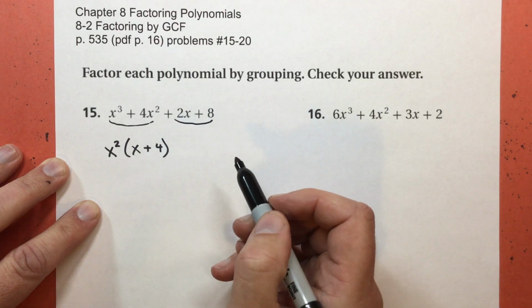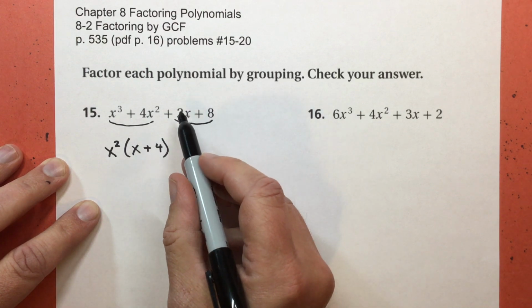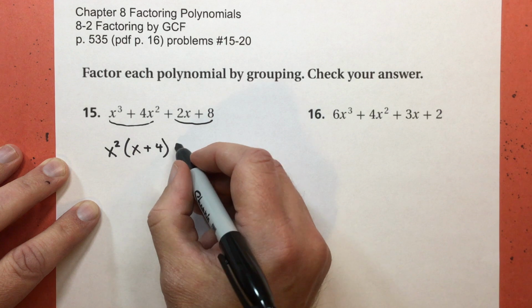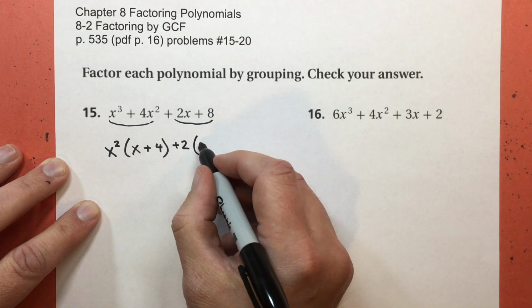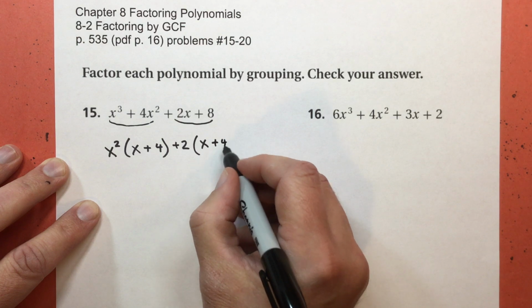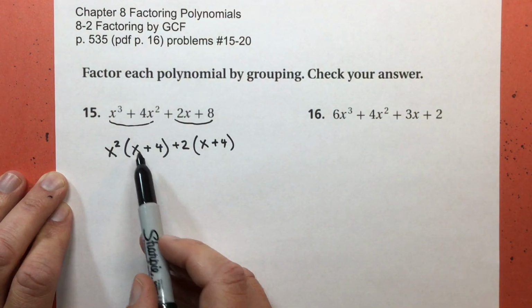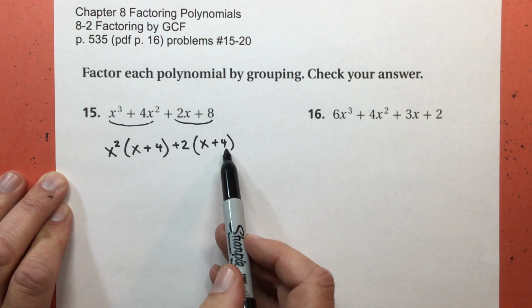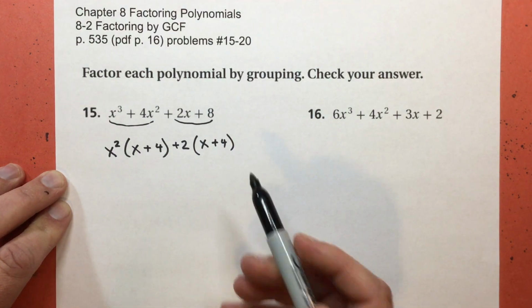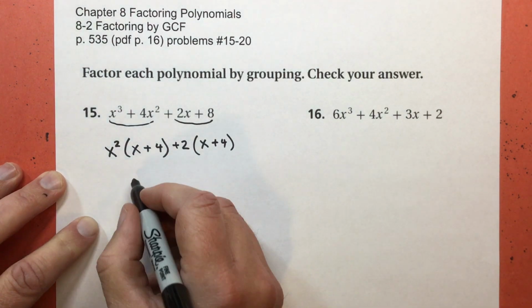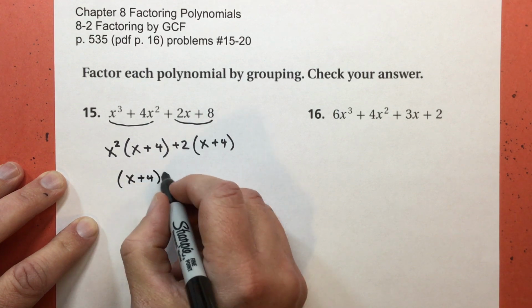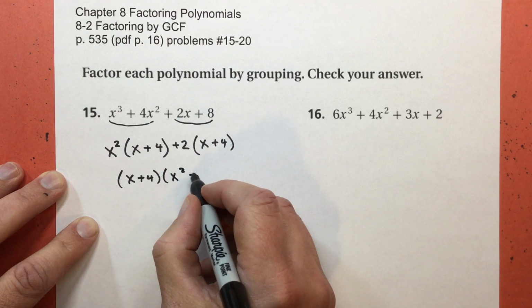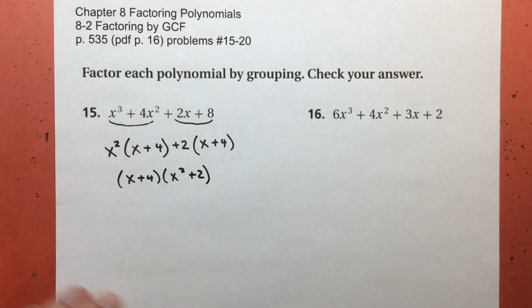Now I look at the second two. What do they have together? This is 2 times x, and this is 2 times 4. So I'm going to factor out the common factor of 2, and that leaves x plus 4. And if I do it right, what's in parentheses here should be what's in parentheses here. And this looks like the problems we just did. So I write x plus 4 times x to the second power plus 2. And that's it.